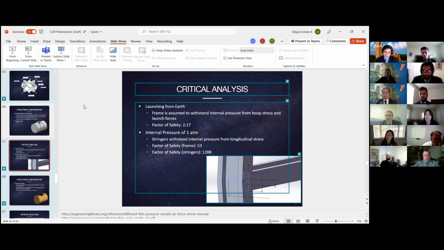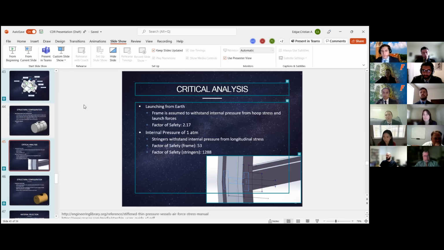It's not that horrible. But for a safety factor of 53 and more than 1000, I would say you can definitely optimize your structure to make it lighter. And let's assume that your calculation is correct. You calculated the safety factor for the stringer to be much higher than the frame, which means that if that is the situation, you can make your stringer much thinner. It does not need to be the same thickness as the frame.